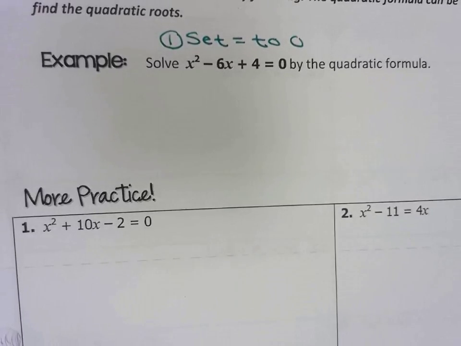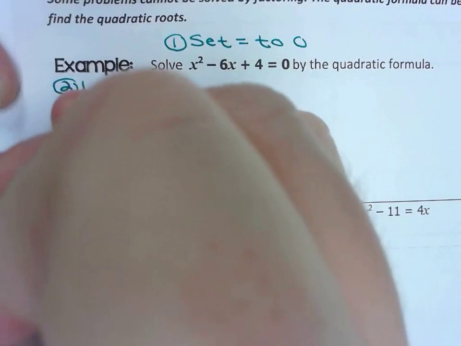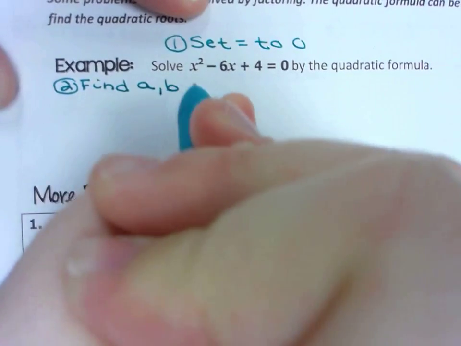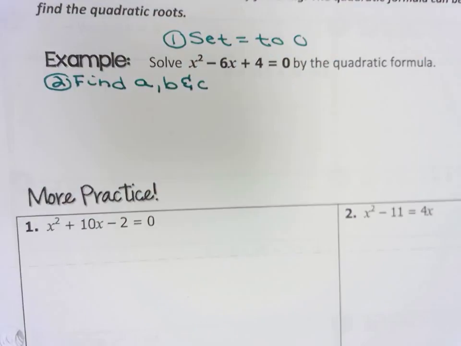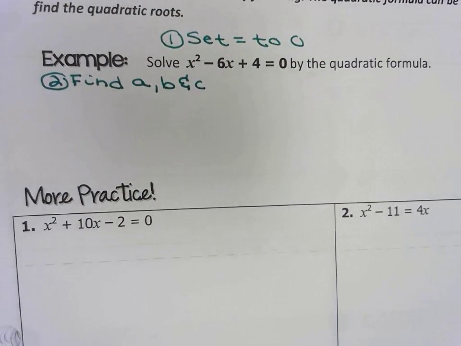If there's stuff on one side, move it over to the left side or the right side. It doesn't really matter. That's the first thing you need to do. Second thing you need to do, step 2, is find A, B, and C. We have done that before. If I give you a quadratic and I say find A, B, and C, we've done it before.